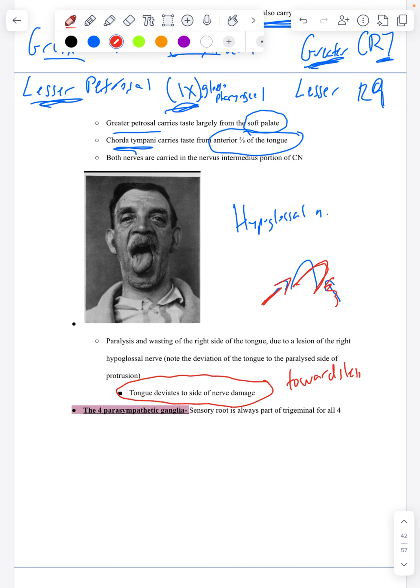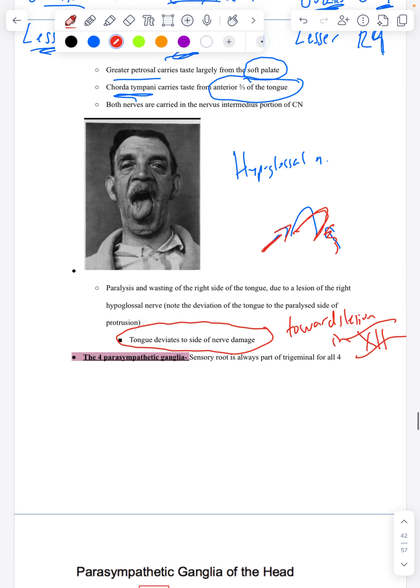So towards lesion in hypoglossal nerve. If you remember neuro, the uvula was the opposite. Uvula was away from lesion. But it's not on here, so we're going to ignore it.